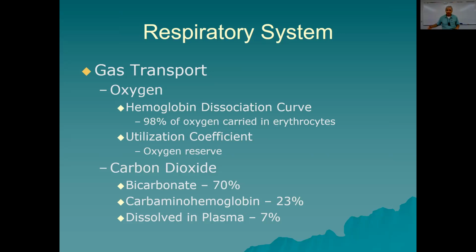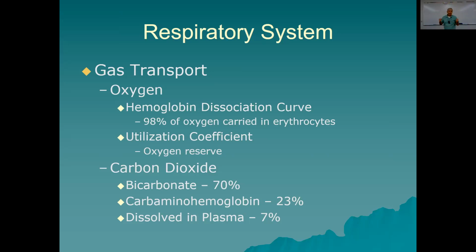When it gets down and unloads oxygen in the systemic tissues, it really only unloads 25% of the oxygen it's carrying. The hemoglobin that's leaving a normally respiring tissue is still 75% saturated. So every hemoglobin is carrying about 3 oxygen molecules when it goes back to the lungs. It just picks up that 25% in the lungs.